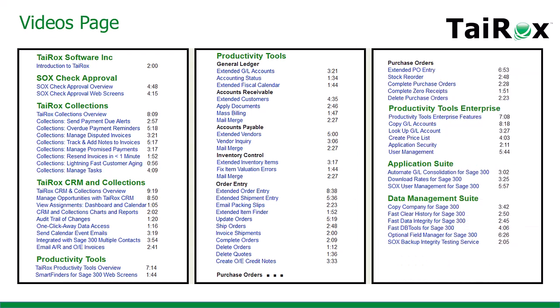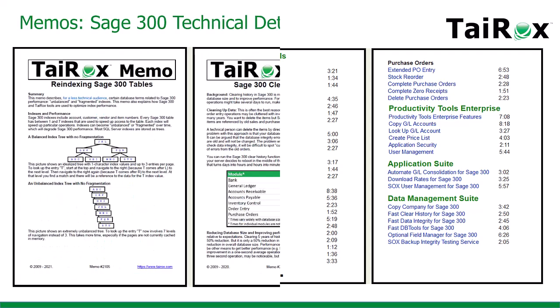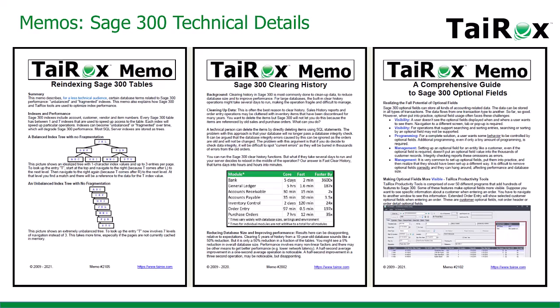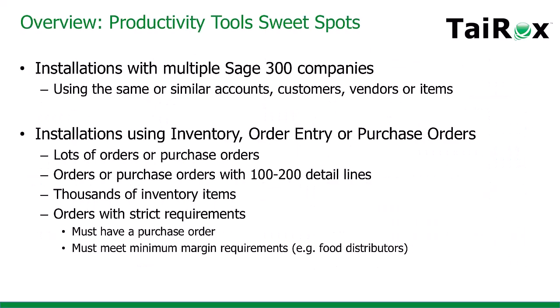Here are some of the videos we provide, product overviews and short demonstrations of key features. Memos are lightly technical aspects of Sage 300. Many relate to understanding and improving performance. What installations find productivity tools the most valuable? There are two sweet spots.